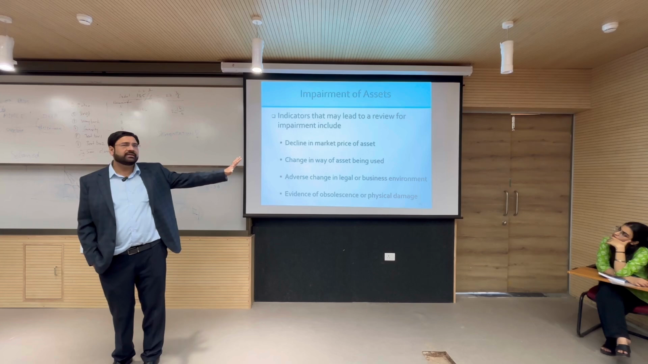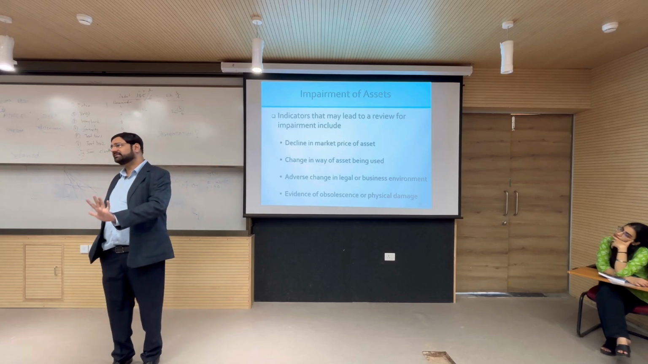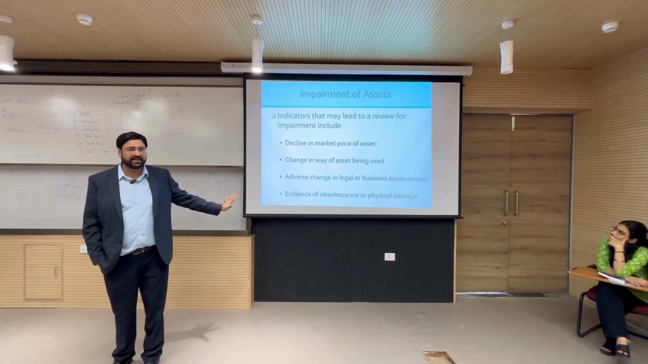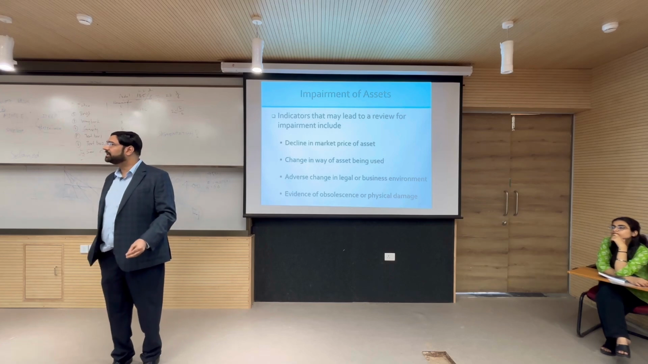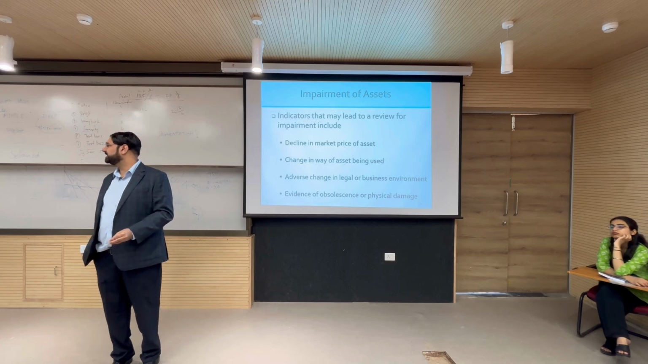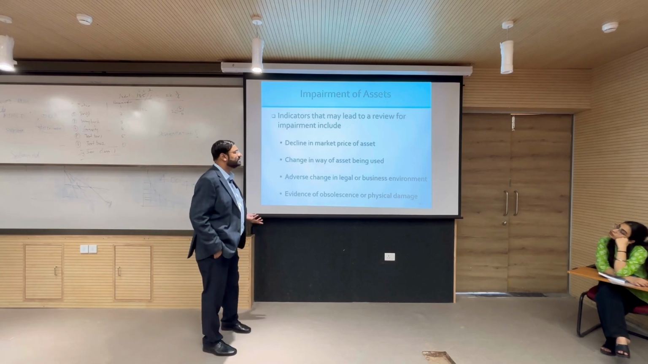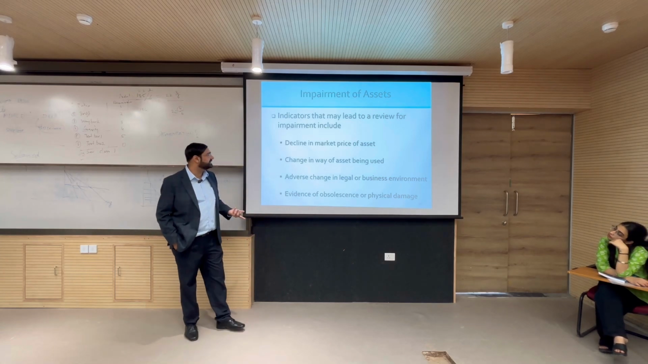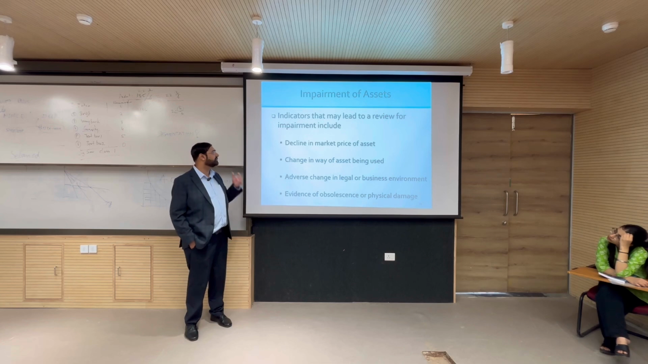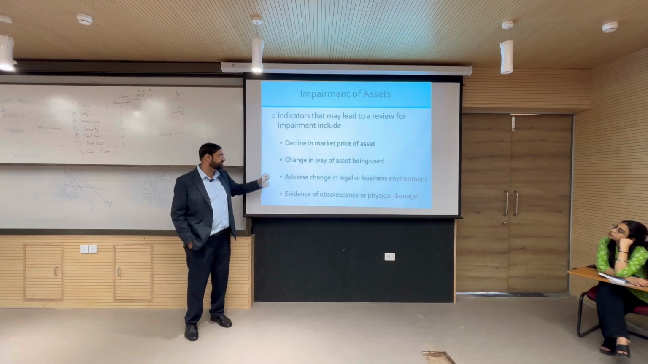So, we are saying let us check whether impairment exists or not, that is all we are saying in this slide, right. Impairment is downward revision in the value of an asset, and if there is a case of downward revision, then let us check through some indicators. What are some of the indicators that may lead to a review for impairment? Decline in the market price of the asset, that is the biggest indicator. A major change in the way the asset is being used, adverse change in legal or business environment, evidence of obsolescence or physical damage.